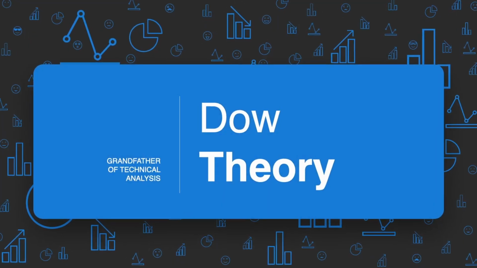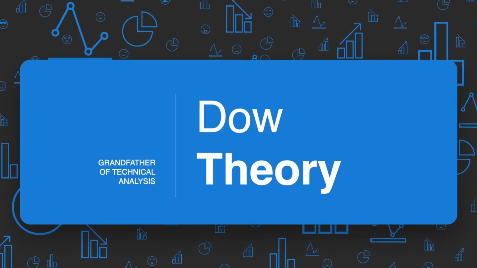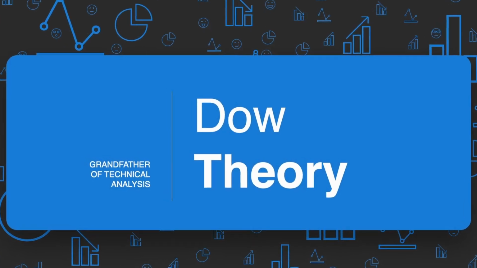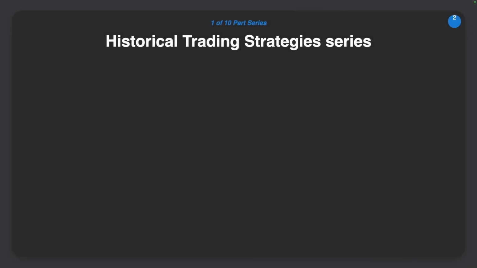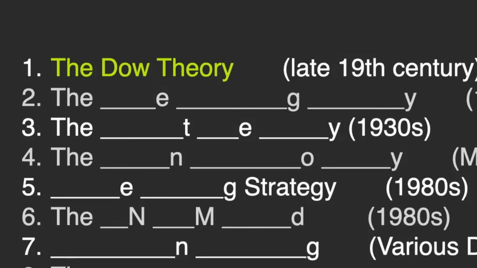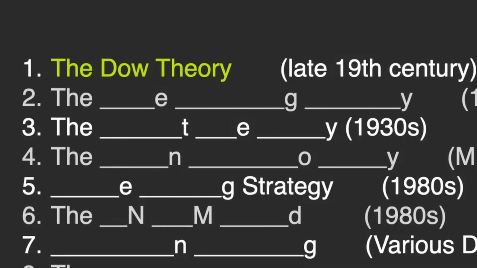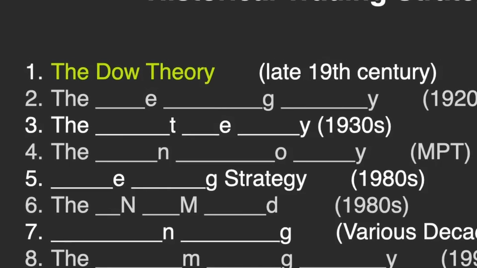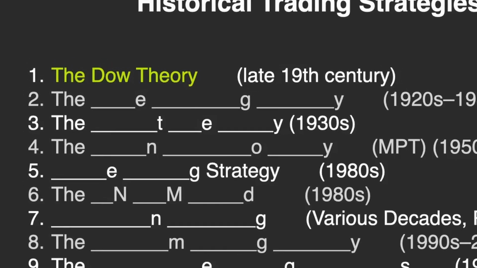Okay, and welcome to the very first in the series, which is the Dow Theory. So this series is going to be covering 10 of the most popular historical trading strategies. Number one, of course, being the Dow Theory, which is from the 1800s, a very long time ago, well over 100 years. Now, there are a lot more on there.